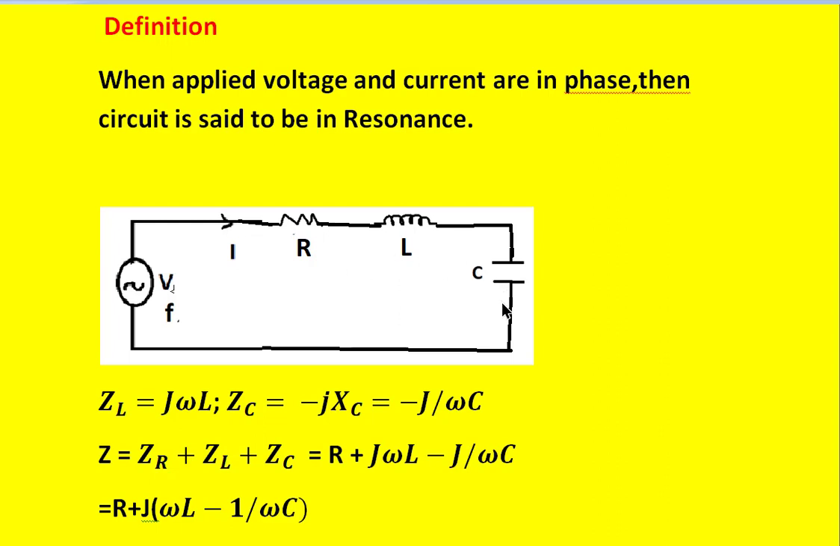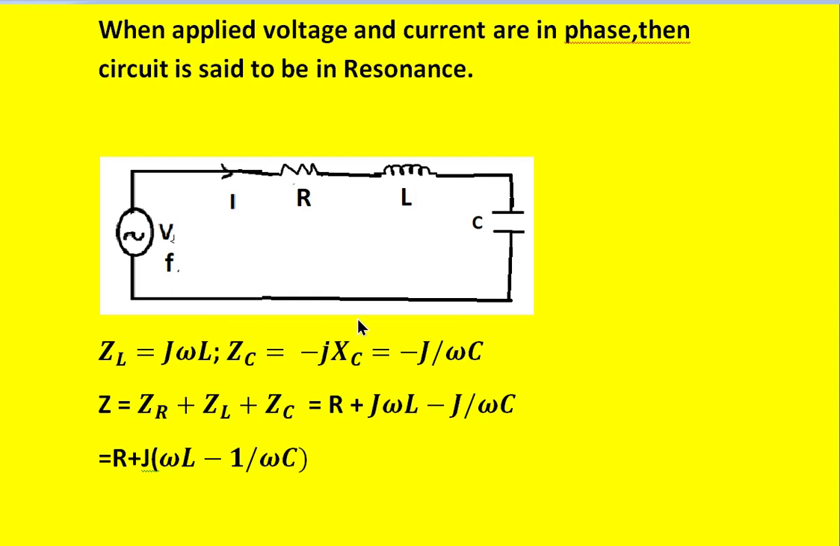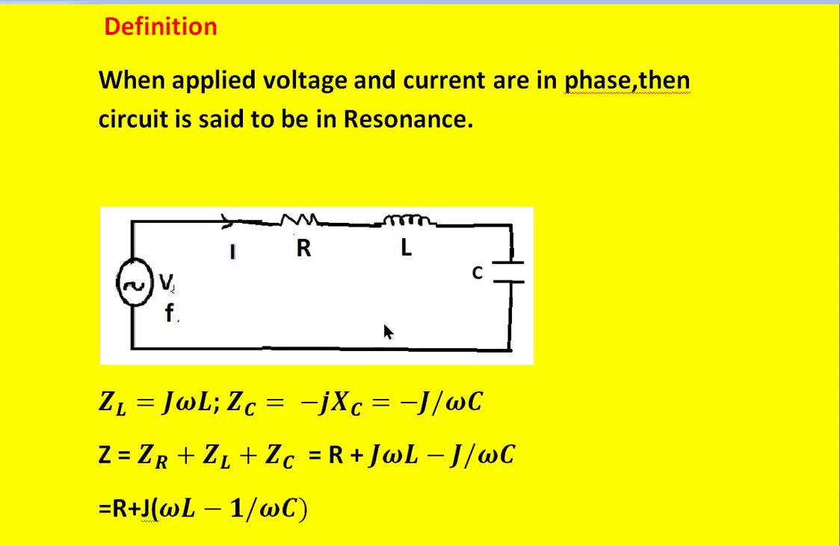For this circuit, the impedance of inductance can be written as j omega L. For capacitance, impedance can be written as Zc is equal to minus jXc, where Xc is nothing but 1 by omega C. So this is equal to minus j by omega C. Similarly, the impedance of the resistance is Zr.